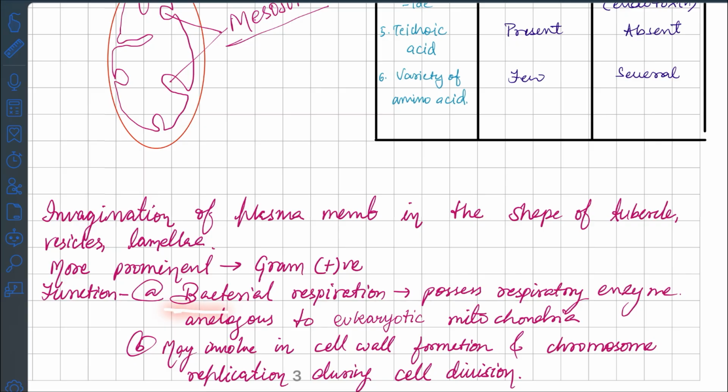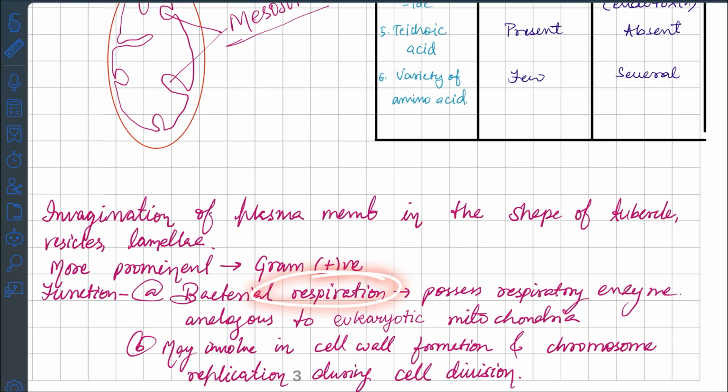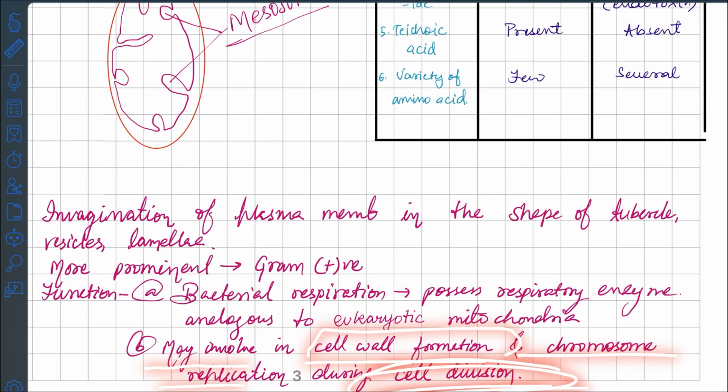They help in bacterial respiration. They possess respiratory enzymes which are analogous to eukaryotic mitochondria. The function of a mesosome is quite similar to the function performed by mitochondria in eukaryotes, which includes bacterial respiration. The second function is that it can help in cell wall formation and chromosome replication during cell division or bacterial division.